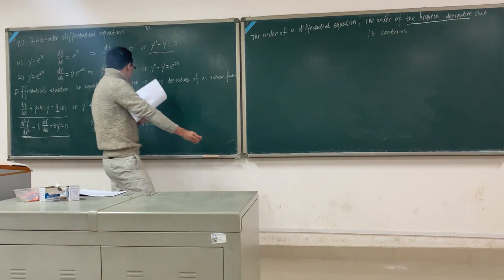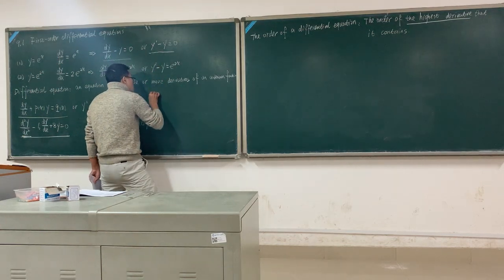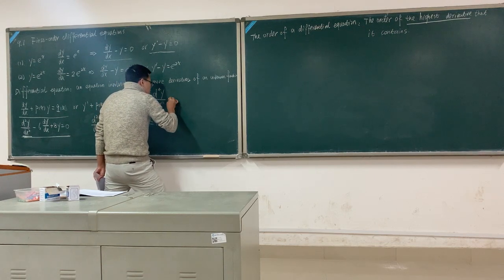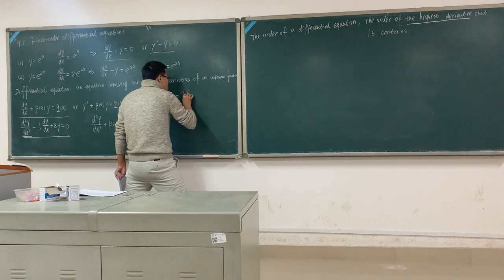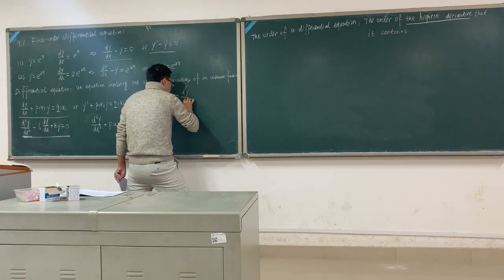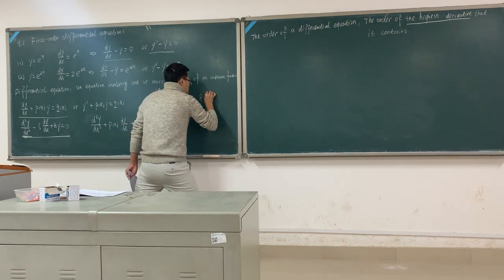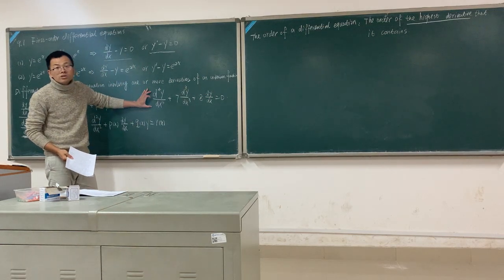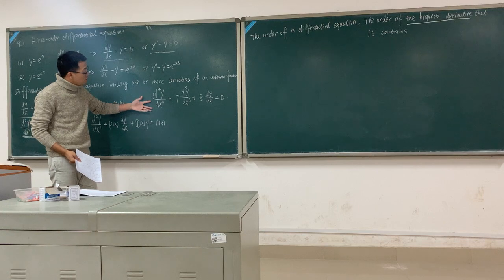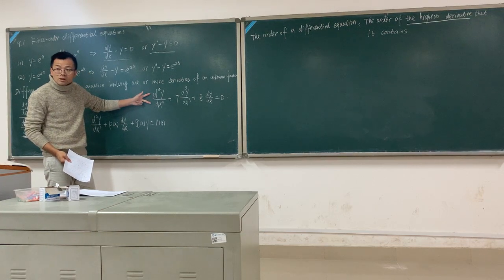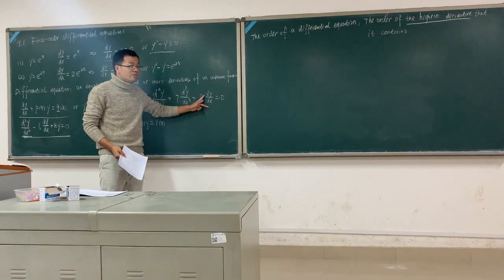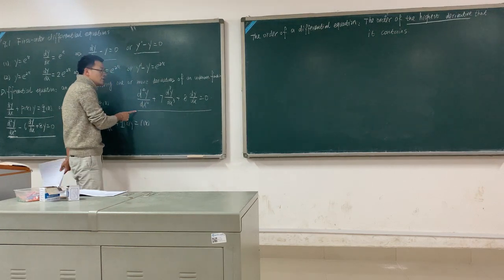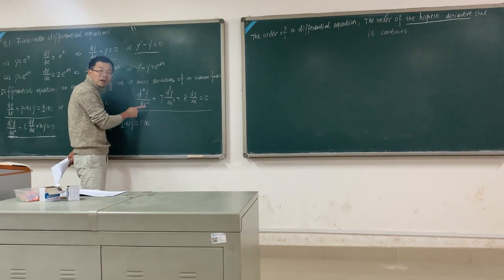So now we can see, for example, dy/dx plus 7 dy/dx plus 8 dy/dx equal to 0. For this one, this is also an equation. We have the derivatives: this is the fourth order derivative, this is the third order derivative, this is the first order derivative. So the order of this equation actually is 4.